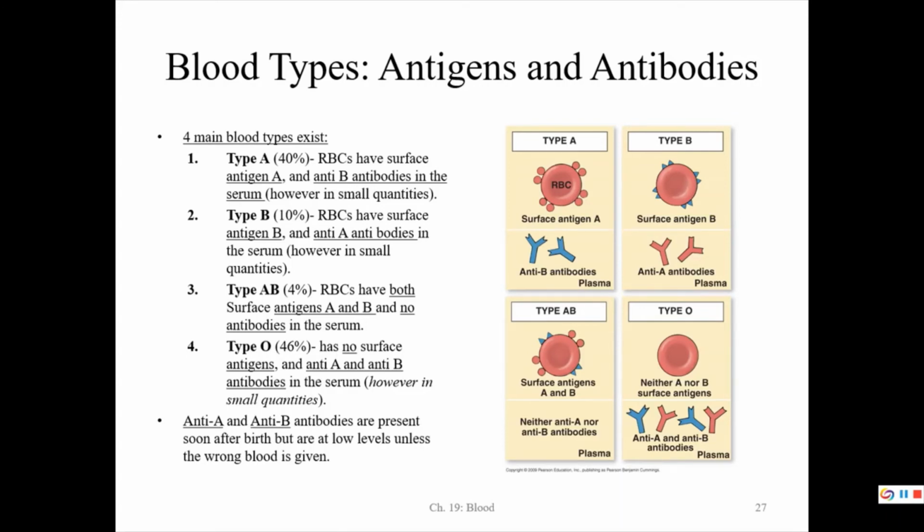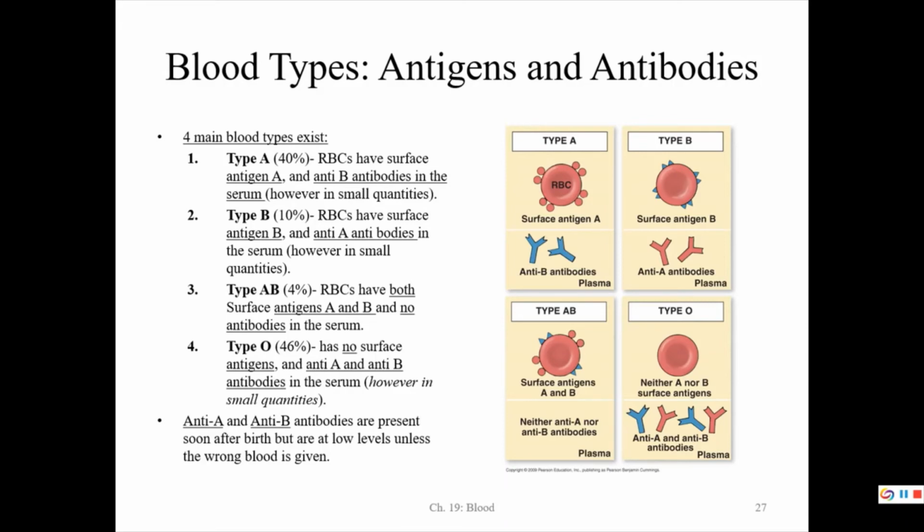Type A, which is about 40% of people roughly, have A antigen. These RBCs have type A blood. This is surface antigen A, anti-B antibodies. The antibodies are very small in concentration. Type B red blood cells have the B antigen and anti-A antibodies. AB, which is actually both A and B, have no antibodies in the serum or in the plasma. And type O has no surface antigens, but they have anti-B and anti-A antibodies. So they have both in the plasma, but they're very small amounts. And I always want you guys to know they're very small amounts.